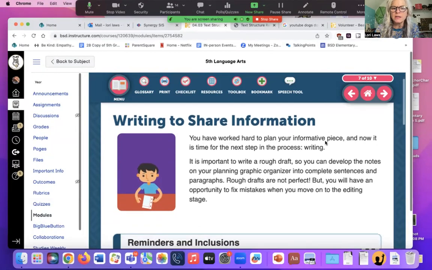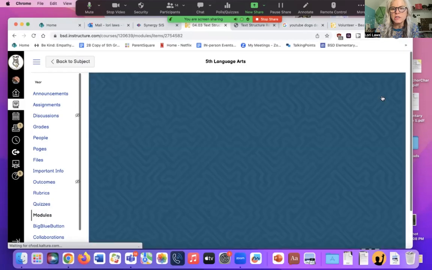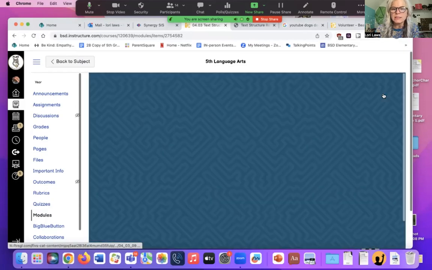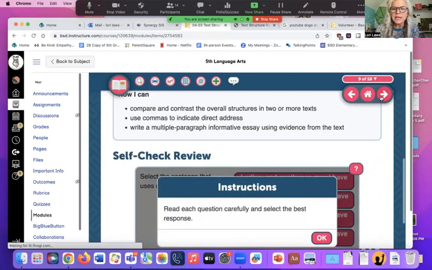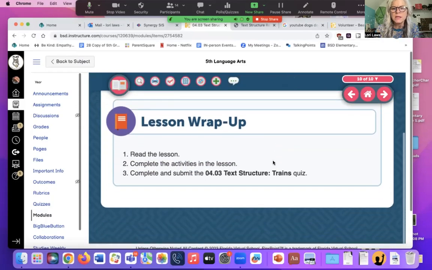On page 7, writing to share, we've got our stuff that we looked at yesterday, your introduction. Page 8 is your exit card, writing direct addresses. And page 9, what did you learn, is a review. And page 10 has the quiz that you're going to do tomorrow. Okay, so now I know you've all read that book, so you should be ready for that tomorrow.